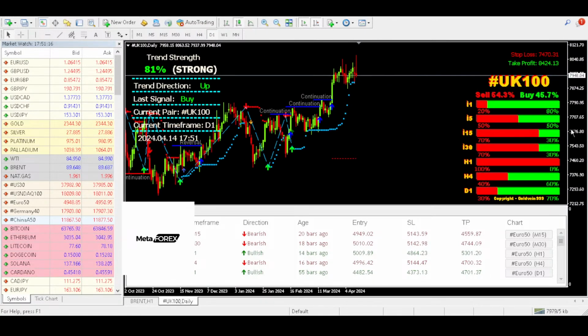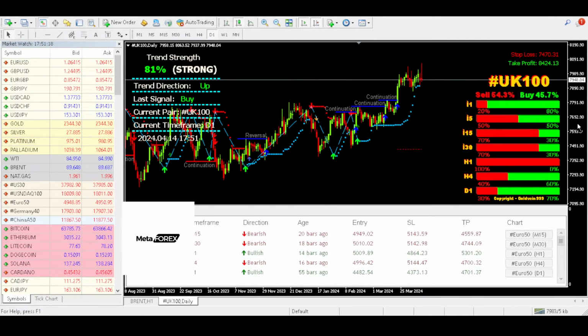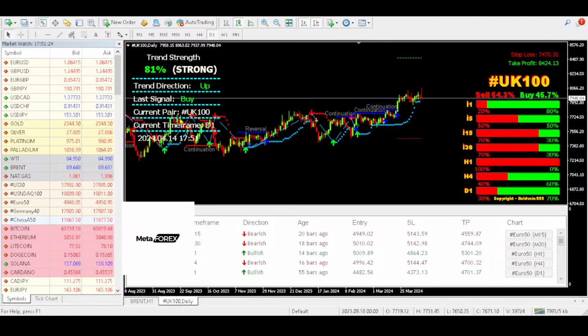As you guys can see right here, if you look at the top left of the screen, we can see that the strength of this trend is 81% strong. The trend direction is up, so this is a strong uptrend. When you see that, automatically in your head, you're thinking buy. The next thing you want to see is on the momentum indicator, most of these should be green. It's like this just because the market is closed, so when it opens up, you're going to see something different. But once you've identified your trend, you want to see most of the momentum to be bullish right here.